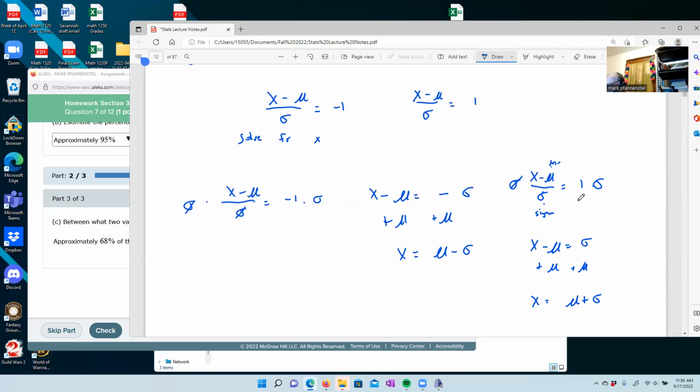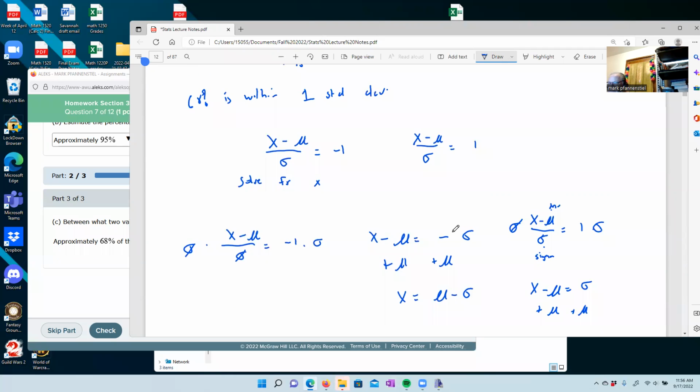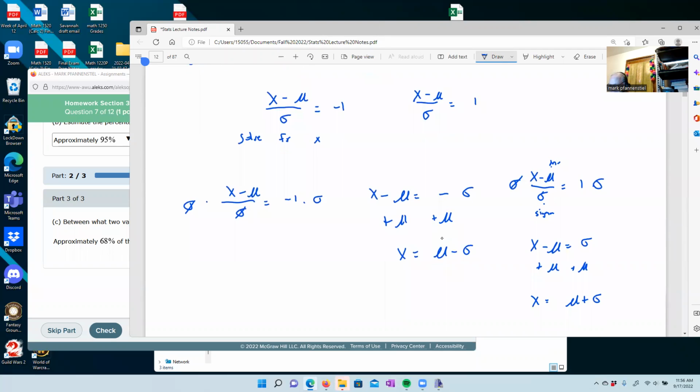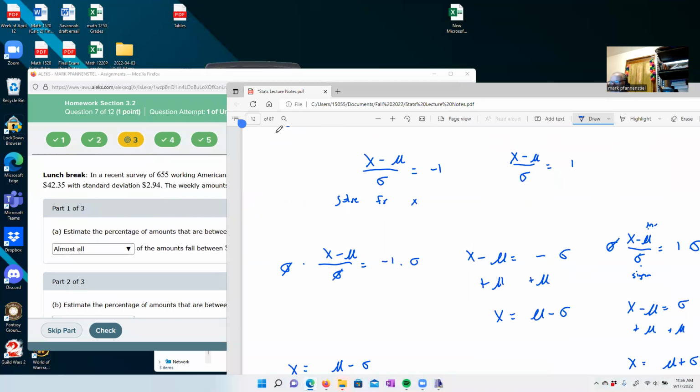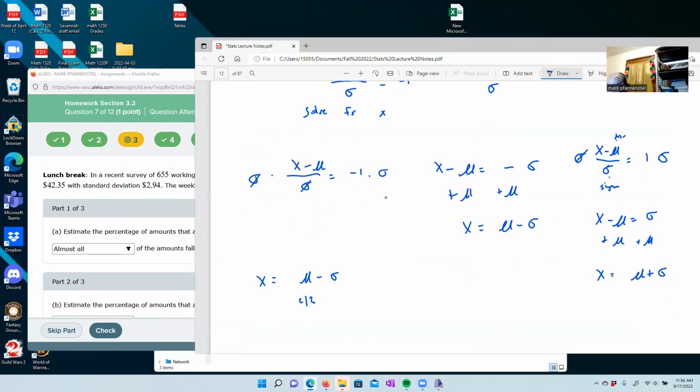And that is going to give us the values that are within 1 standard deviation. So we have to go back to the problem and ask, what was the average? The bottom one is going to be the minus, so we have x equals mu minus sigma. We go back up and look at our average. They wanted $43.35, and we're going to subtract off $2.94. Let's go ahead and do that in our calculator.